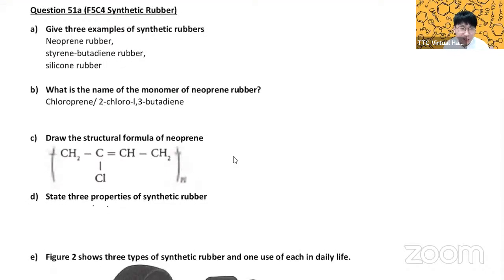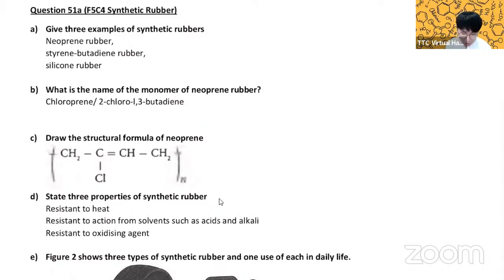State three properties of synthetic rubber. Synthetic rubber is usually even better than vulcanized rubber. It has more heat resistance, more oxidation resistance, and is harder. So: resistance to heat, resistance to oxidizing agents, resistance to action from solvents such as acid and alkaline. More elastic.